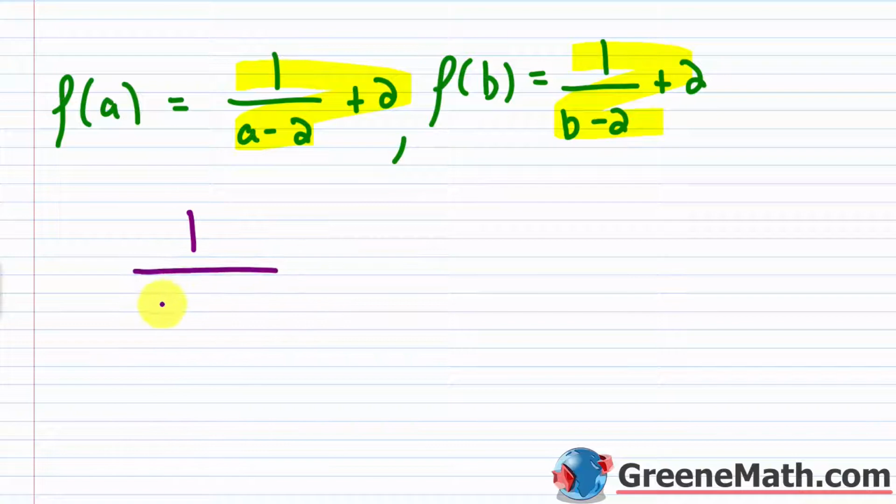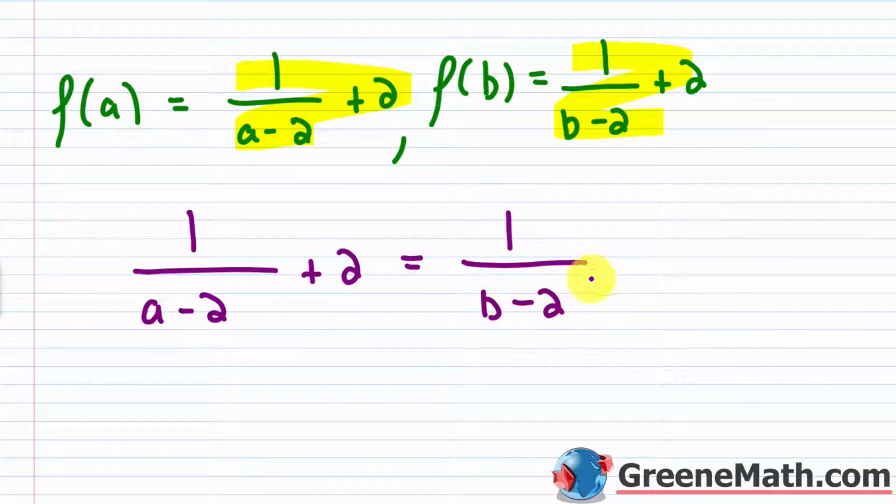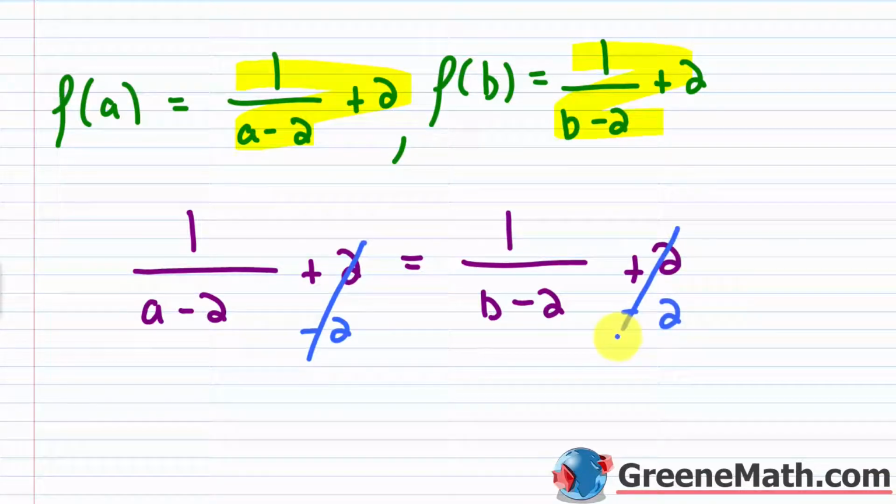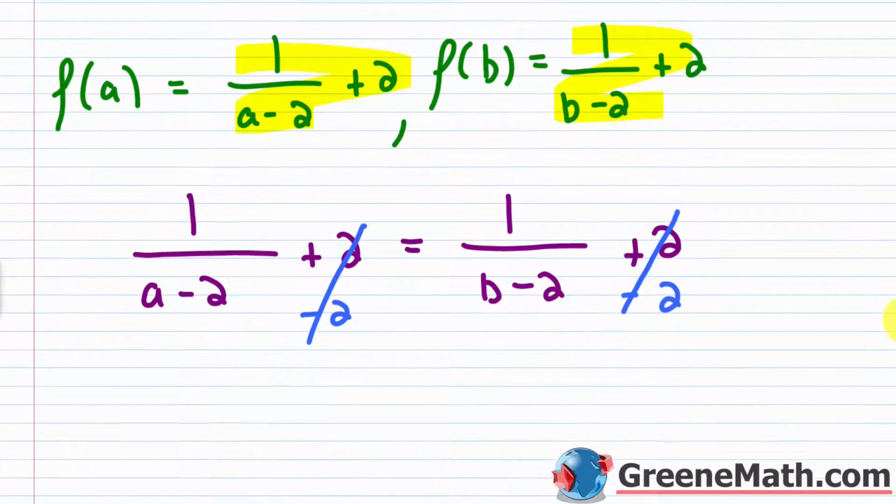So 1 over a minus 2 plus 2 is equal to 1 over b minus 2 plus 2. Well, I have 2 on each side, so I can just get rid of that, right? If I subtract 2 away from this side and I subtract 2 away from that side, I'm just subtracting the same thing away from both sides of the equation. So it's going to cancel over here and cancel over here. So let's scroll down now.